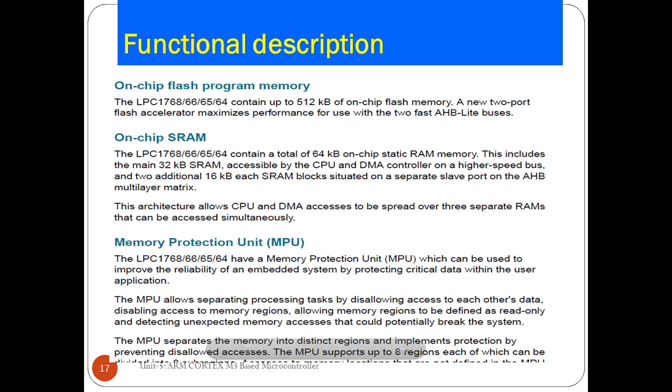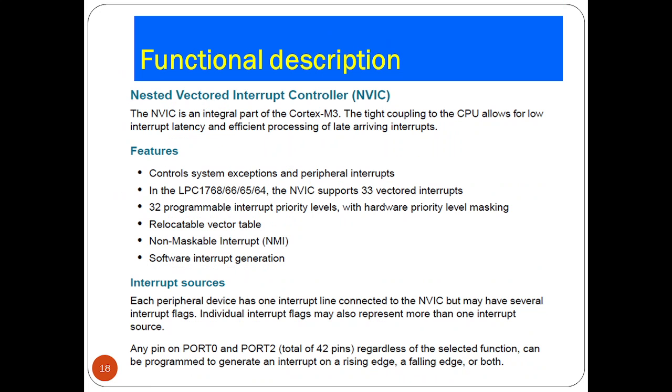Now again here there is a memory protection unit. After this peripheral there is a separate unit, the memory protection unit. After that, the nested vector interrupt controller. In previous versions of ARM they were using only the vector interrupt controller, but here it is a nested vectored interrupt controller. This is a very important feature of the ARM family. What exactly is this nested vectored interrupt controller?